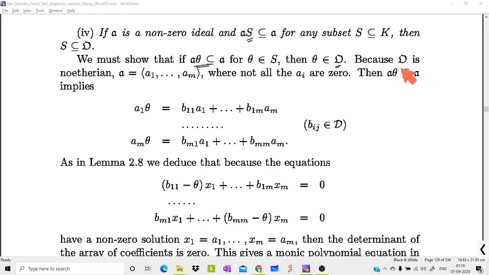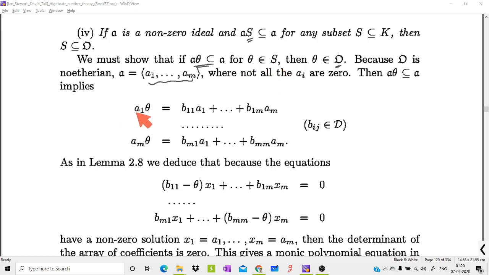Because O is Noetherian, we can find a finite number of generator elements. So A is an ideal that is generated by a finite number of elements, say A1, A2, etc., An, where not all these Ai are 0, because A is a non-zero ideal. Then if we consider this result, A theta is contained in A, we can say that A theta is a member of A. Then that can be expressed as a combination of this A1, A2, etc., An.